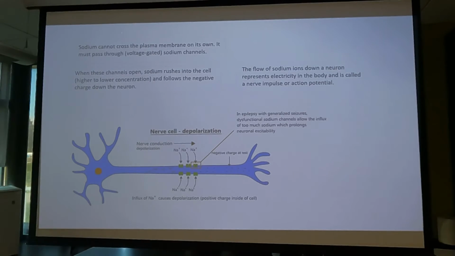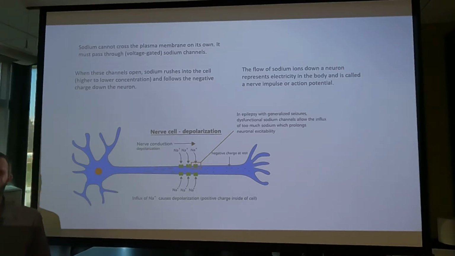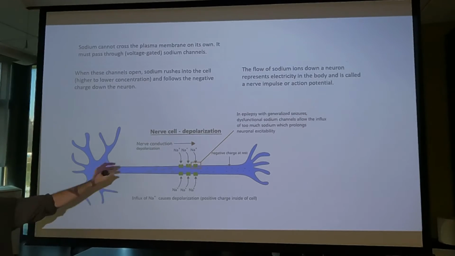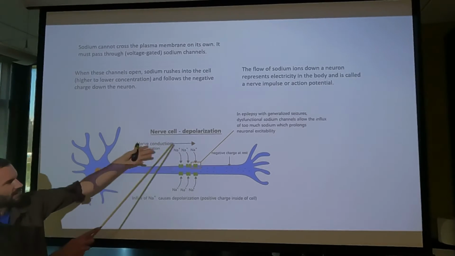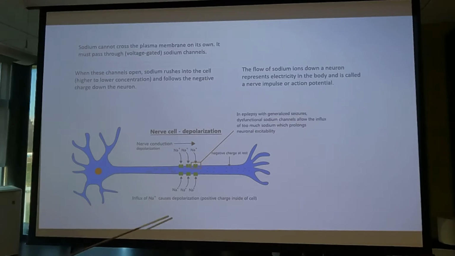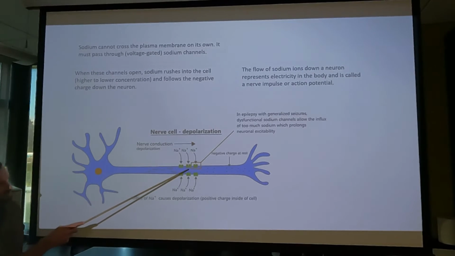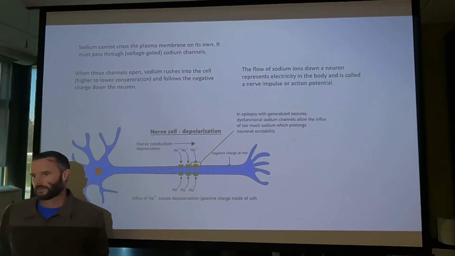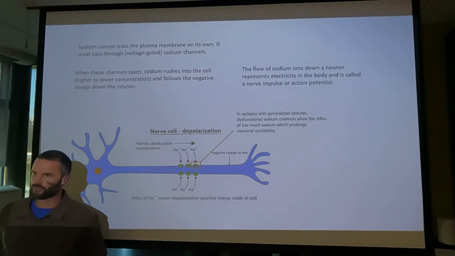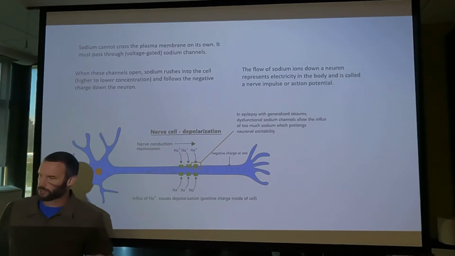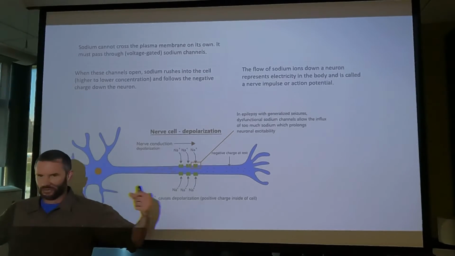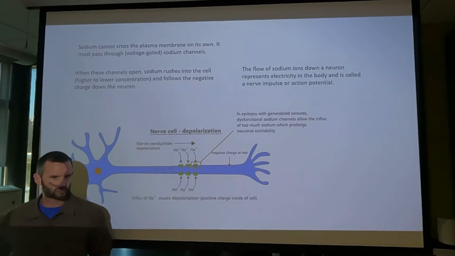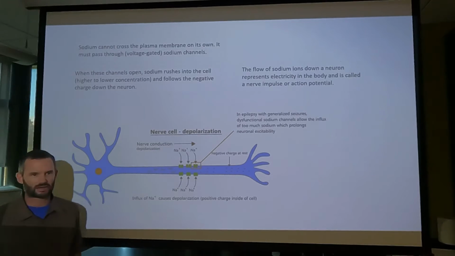So that's one of the main principles that I'm trying to get across: it's not just that there's more sodium outside than inside, and that sodium rushes in given the opportunity, but that sodium flowing down this neuron represents electricity. And electricity is how neurons communicate. How they communicate with other neurons, how they control skeletal muscles, how they control smooth muscle, all that type of stuff.